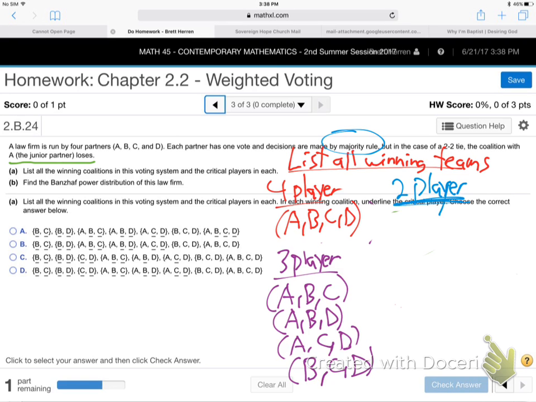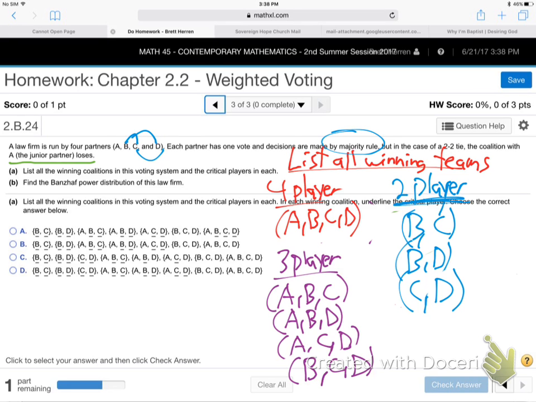So how do you do that? Well, you just start at B. B, C; B, D; and C, D. And I know that's got to be it. There's no more. That's all the 2-player teams that don't have A. Does that make sense? Those are the winners? Because that's a 2-2 tie, but they don't have A, so they win. So there's all the winning coalitions.